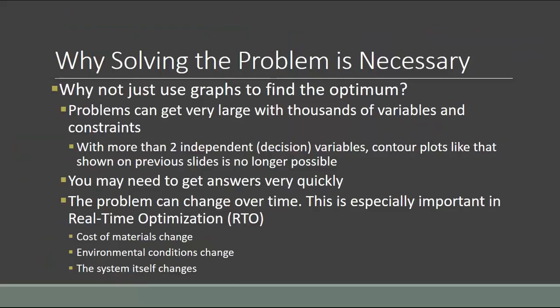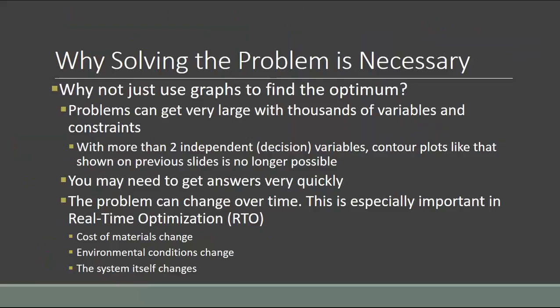The graphical method also requires a human to look at those plots and to determine where the optimal point is on there. We really want to automate this whole process and have a computer be solving for the optimal points and telling us what the answers are. This is very important in real-time optimization, as is the fact that the problem can change over time. Those coefficients that showed up in our objective function might change from time to time.